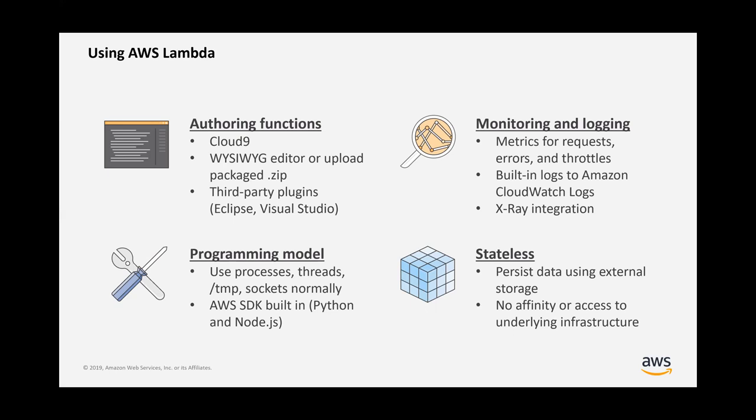It's also stateless, which is a big advantage. Persist data using external storage, no affinity or access to underlying infrastructure. Everything is stateless with Lambda. So once you run the function and it finishes the execution, everything will end. That also reduces the overload in the memory and the compute, which allows you to provision less memory and compute for that. Any persistence has to go in a storage like S3, or session cookies at the browser, for example.